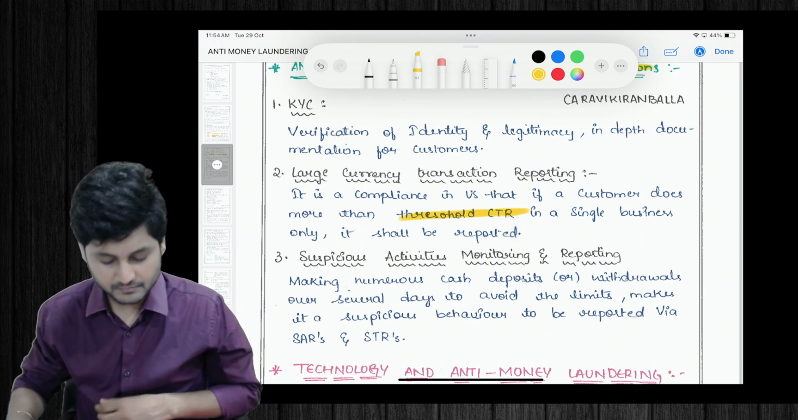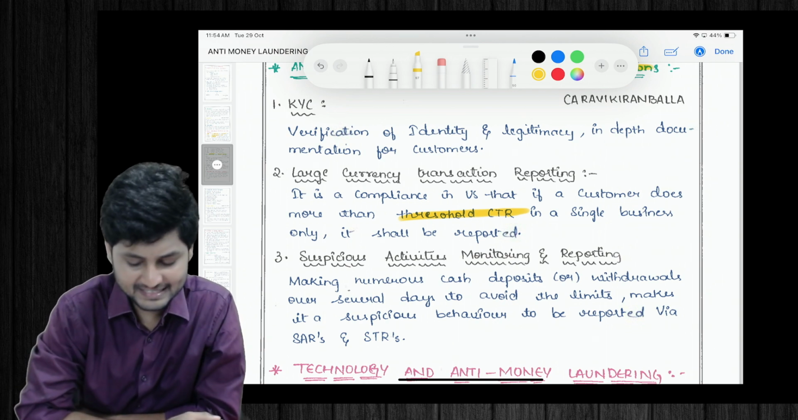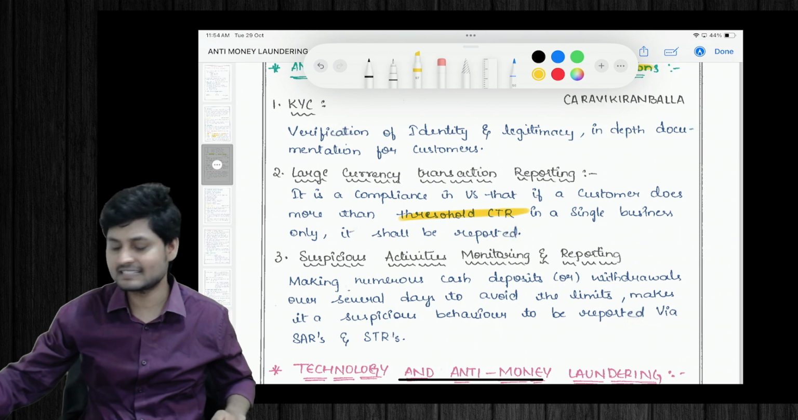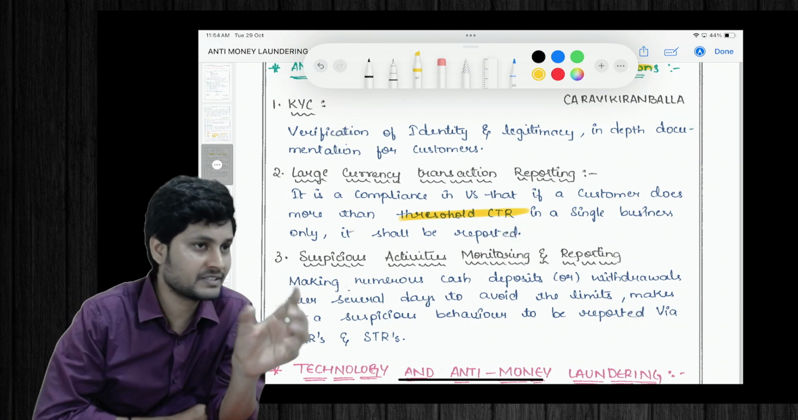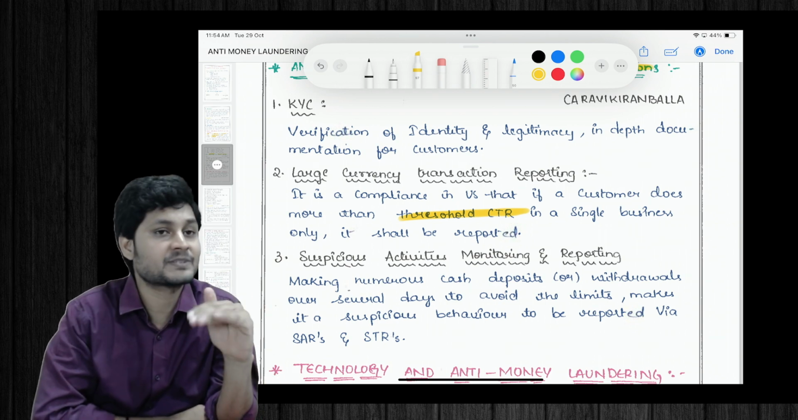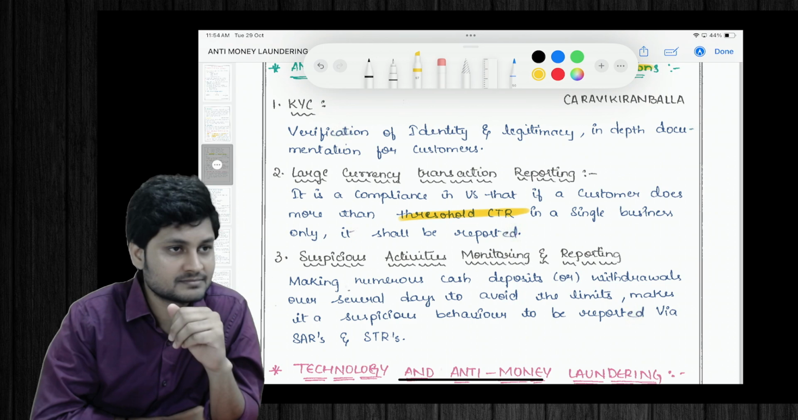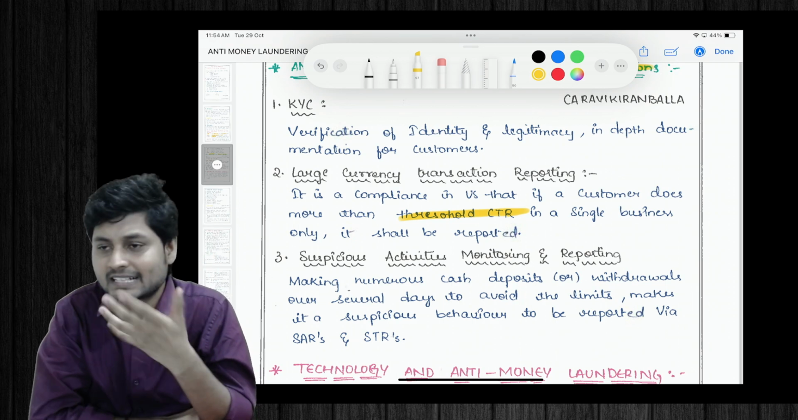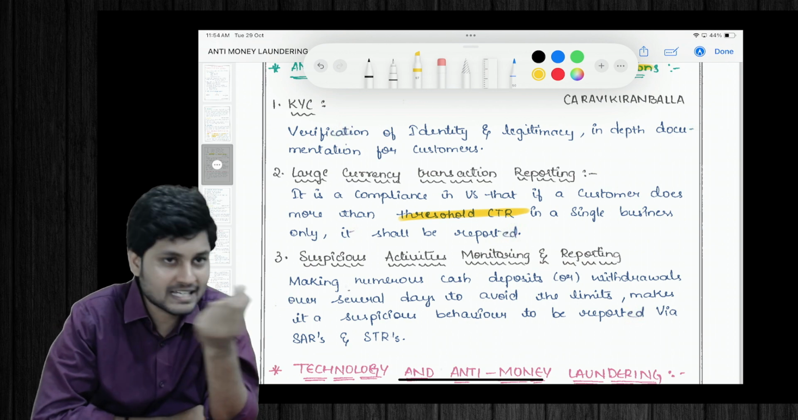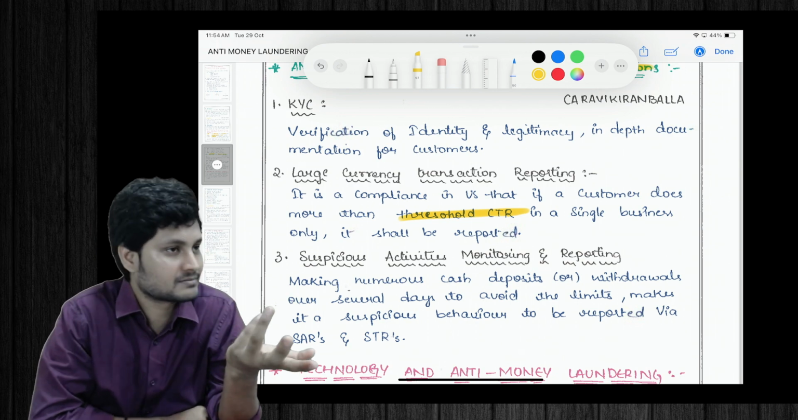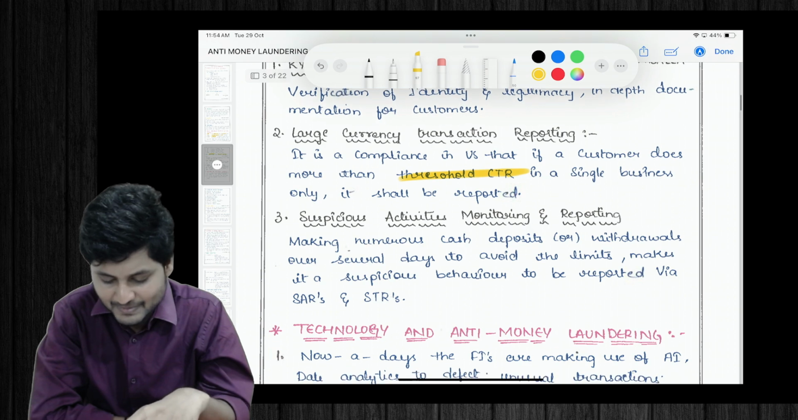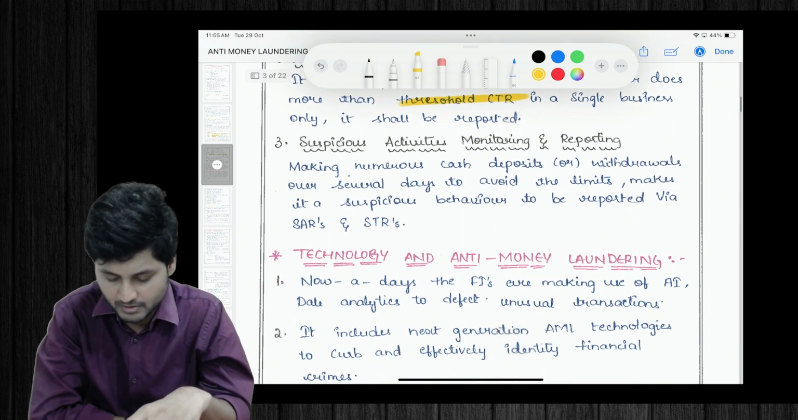Right? So what are the three? KYC, large currency transaction reporting. Whenever we listen to this word, we have the threshold limit. So if we cross the threshold limit, then immediately it must be reported to the higher authorities. Okay, I have taken the example of 1 crore, 50 lakhs, as per the rules. If it crosses, then it should be reported to the higher authorities. That's it. And the next one, suspicious activity monitoring and reporting.